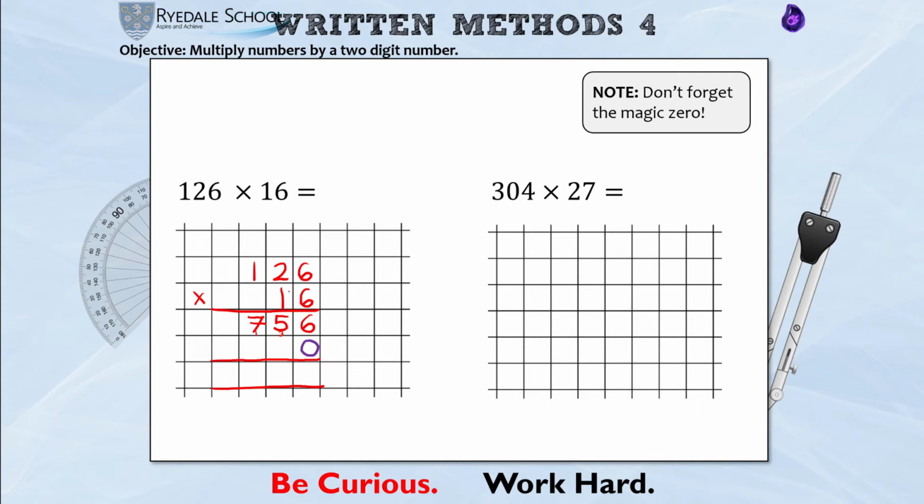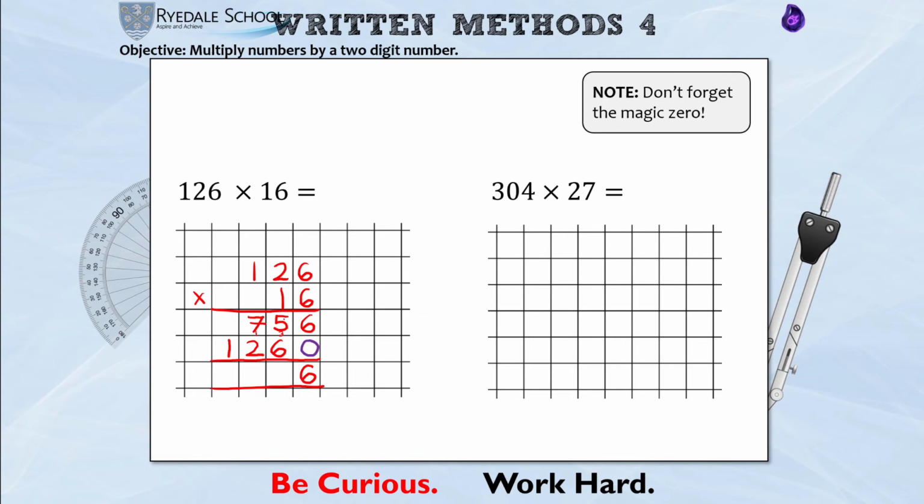I always like multiplying when this number's 1 because multiplying by 1's nice and easy. So I've got my magic 0. It's 6 times 1 is 6. 2 times 1 is 2. And 1 times 1 is 1. The only thing left to do is to add these two numbers together.